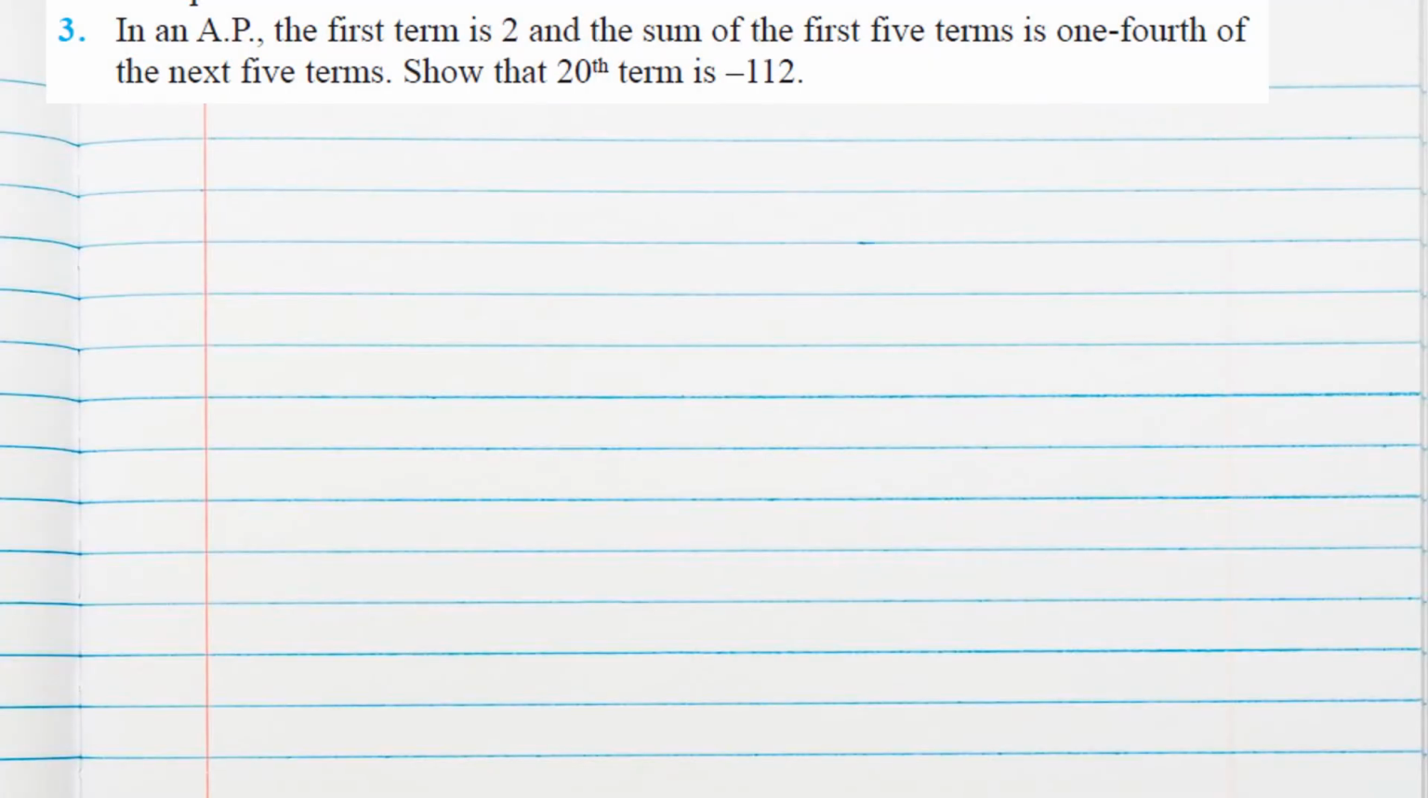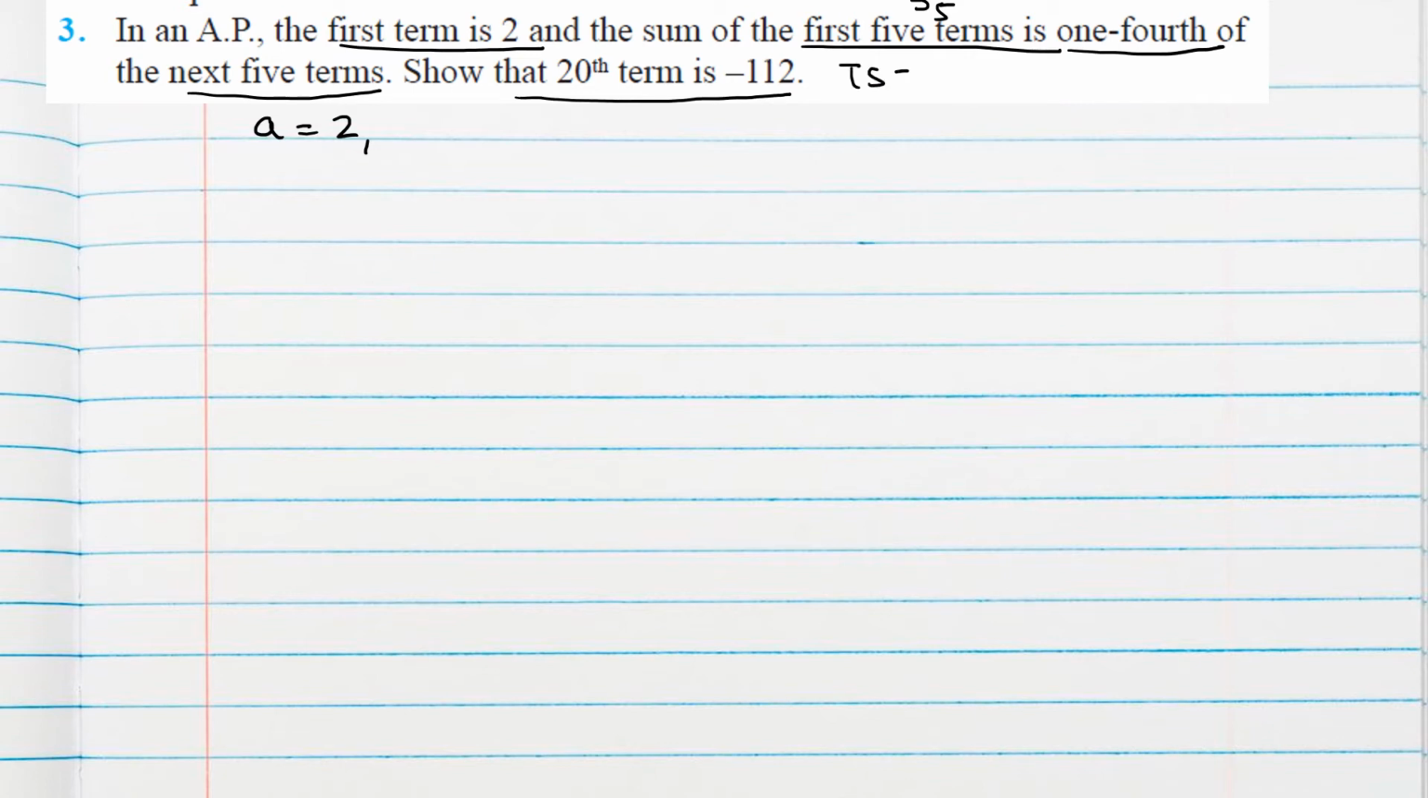Question number 3. In an AP, the first term is 2. Okay, first term is 2, that is A is 2. Sum of the first 5 terms is 1/4 of the sum of the next 5 terms. Show that the 20th term is minus 112. That means this we have to show: A20 is minus 112. What is the condition we should find here?